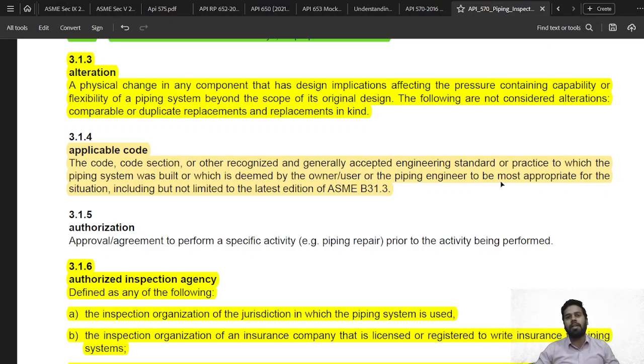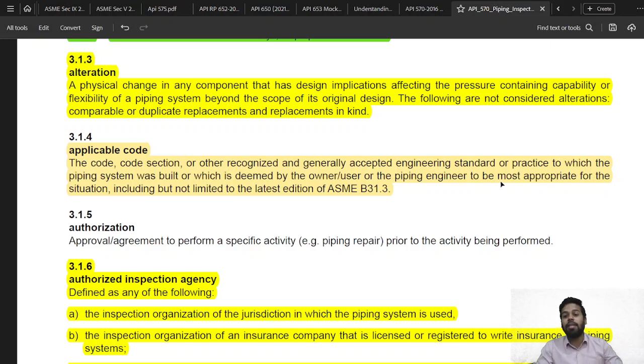Now you want to make some changes to it. Let's imagine you want to have a nozzle attached to it, or add some cladding to it. All of these are going to be alterations, which change the intended service of a piping system. So this is considered an alteration: a physical change in any component that has design implications affecting the pressure containing capability or flexibility of the piping system beyond the scope of its original design.